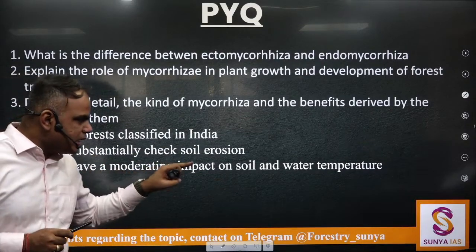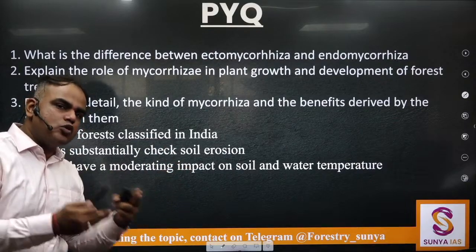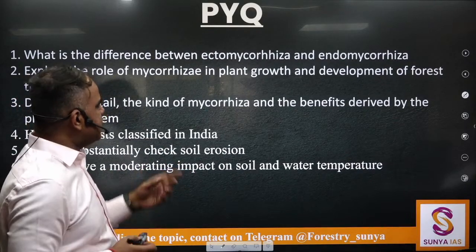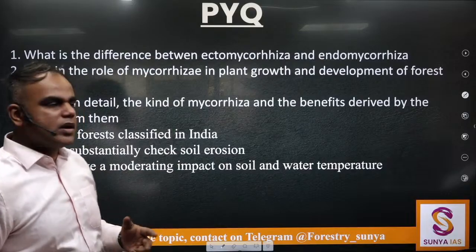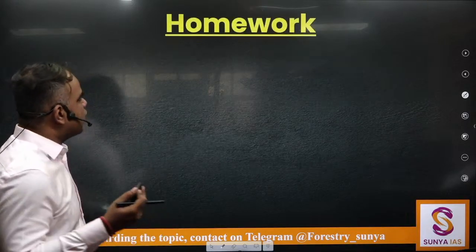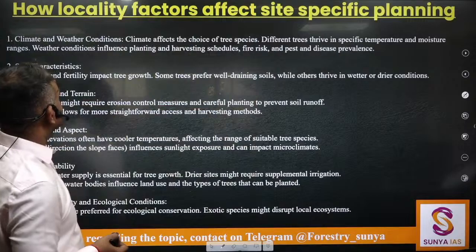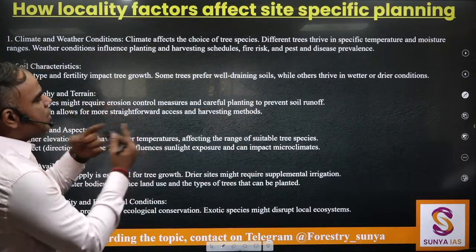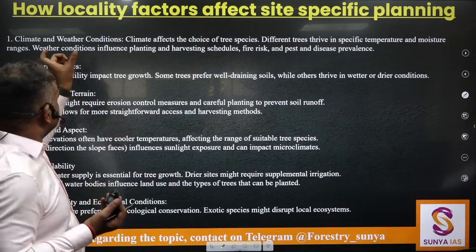Now, again, this is the part I had already shown you: forests have a moderating impact on soil and water temperature. Now try to do this. Now you have enough points. The other 3 points I had already given you as homework. I hope you have done it. Some of you have already sent it, so that's good. Fine. Now, when we overall club all the parts here, this question has already been asked.